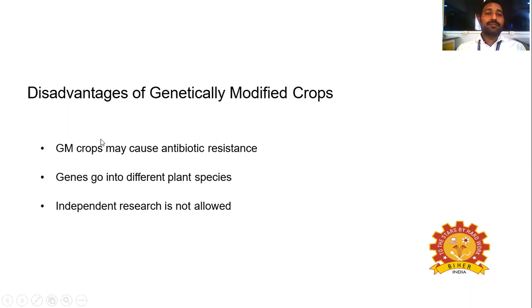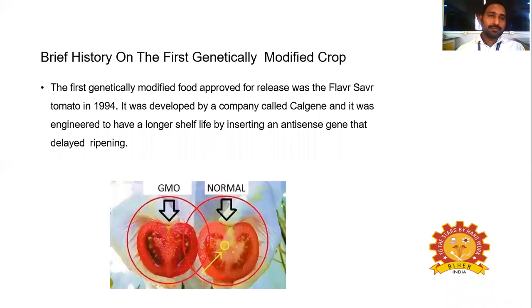And the disadvantages: genetically modified crops may cause antibiotic resistance. Genes can go into different plant species, which is also a very big problem. And independent research is not allowed. So these are a few areas we have to consider whenever we go for genetically modified crops.